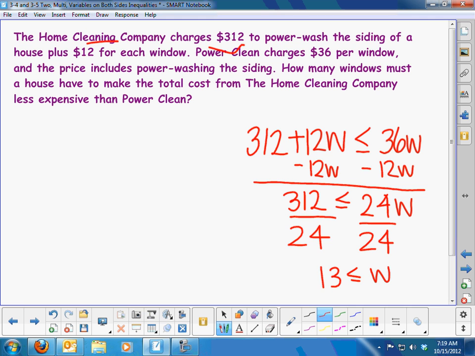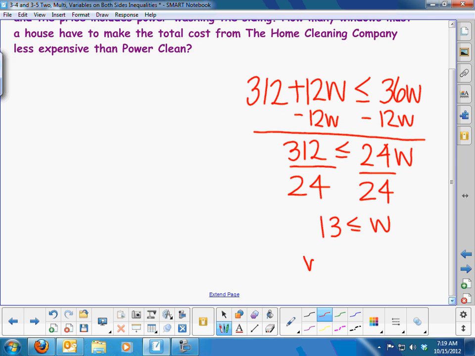Now, if I rewrote that with the variable on the left, just because I think it's easier to read, it would say W is what? Okay, notice where the mouth is. The mouth is pointing to the W, so when I rewrite it, the mouth still needs to be pointing to the W. W is greater than or equal to 13.